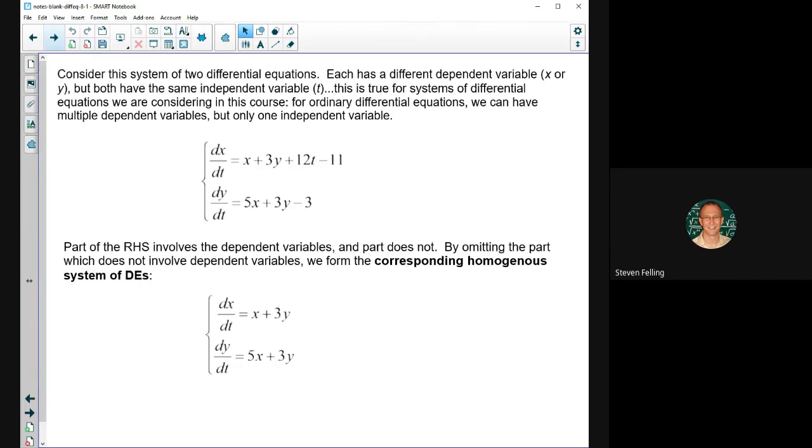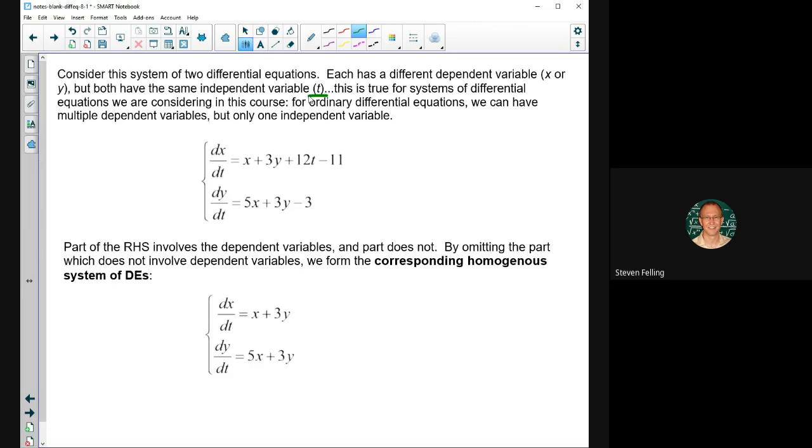All right, so let's consider a system of two differential equations. Each is going to have a different dependent variable, but they'll both have the same independent variable. Typically in this section, we're going to use t for the independent variable, like the x variable. That means we'll have one differential equation for x with respect to t, and the other for y with respect to t. So they're both differential equations where t is the independent variable, but they have two different dependent variables, x and y.